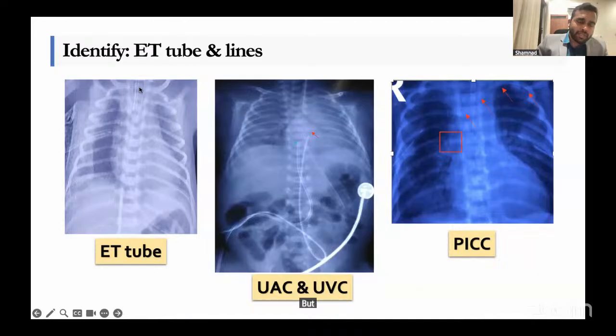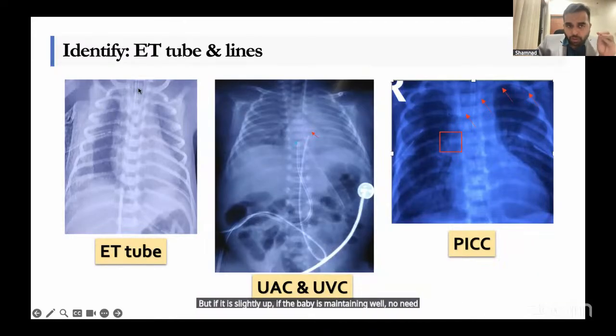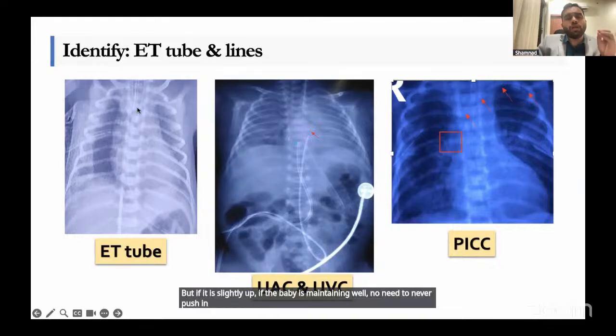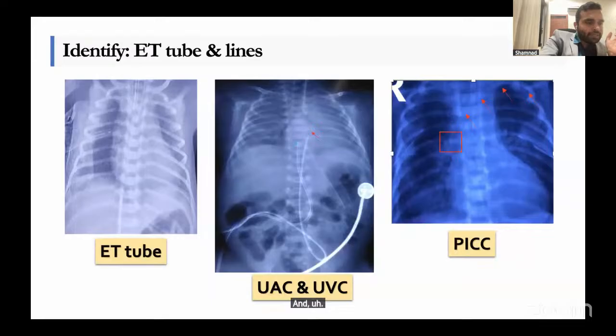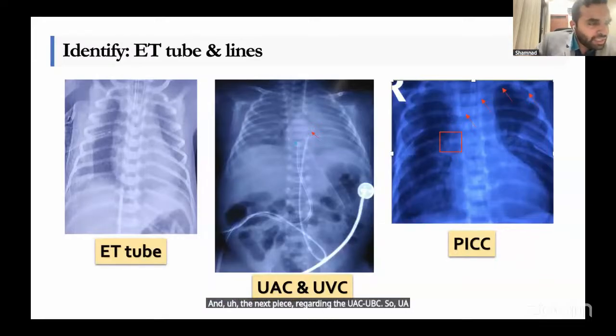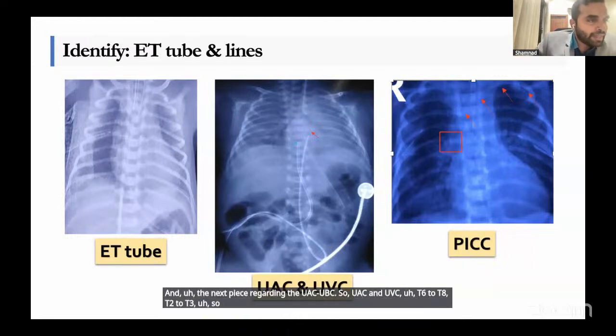But if it is slightly up and the baby is maintaining well, never push in the tube or re-intubate just for the sake of keeping it between T1 and T2. But the ideal position of the ET tube is T1 to T2. And the next is regarding the UAC and UVC.